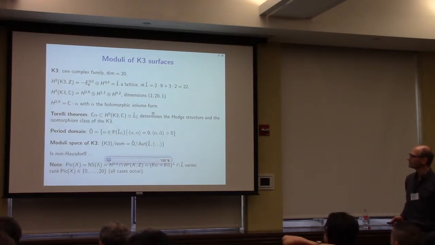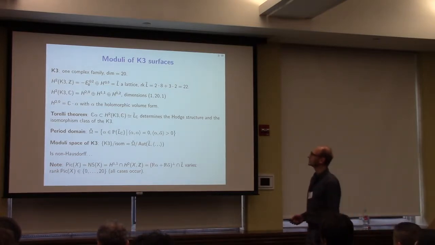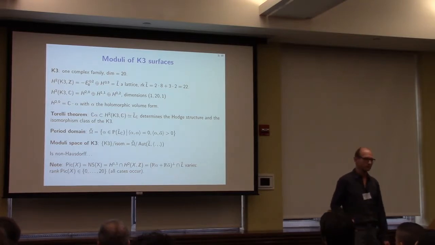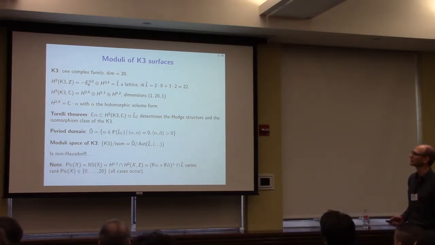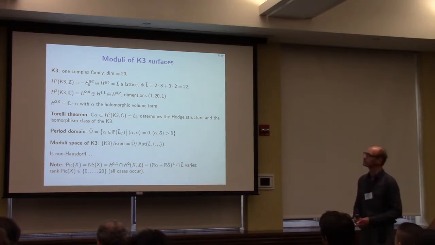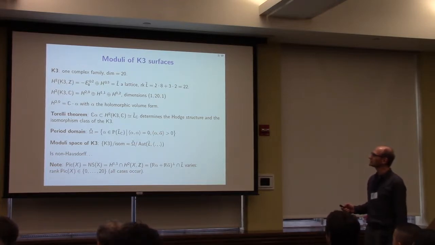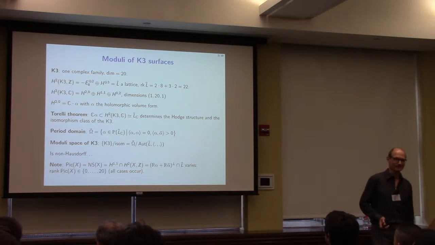Okay, so for the younger people in the audience, I assume everybody knows what a K3 surface is, but maybe you don't all know about the moduli theory and so on, so I'll spend two slides on that. A K3 surface is a compact surface, not necessarily algebraic, forming one complex family of dimension 20. The H2 has a famous form. It's two copies of the E8 lattice and three copies of a hyperbolic lattice, of total rank 2 times 8 plus 3 times 2 equals 22.